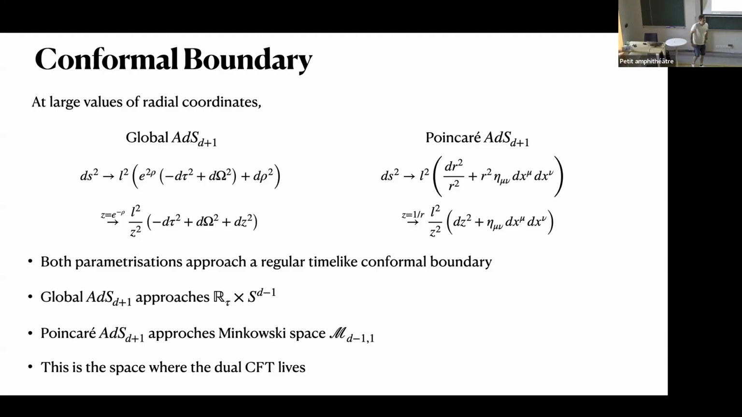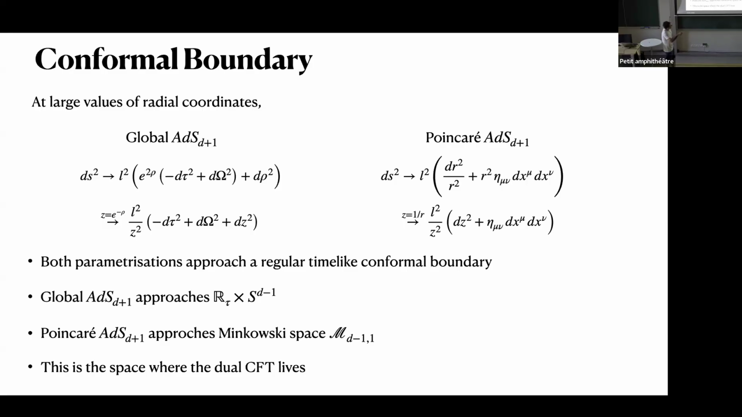Now, I want to talk about the AdS boundary. So if I do a clever coordinate transformation for this radial coordinate, I take large values of the radial coordinate. Then what I can do is that for the case of global AdS, I will have asymptotically something like this, which is time, a sphere, and dz squared, which is basically the radial direction. And I will also have this scale factor that goes to infinity as I'm taking z to 0. This is for global AdS. This is for Poincaré AdS.